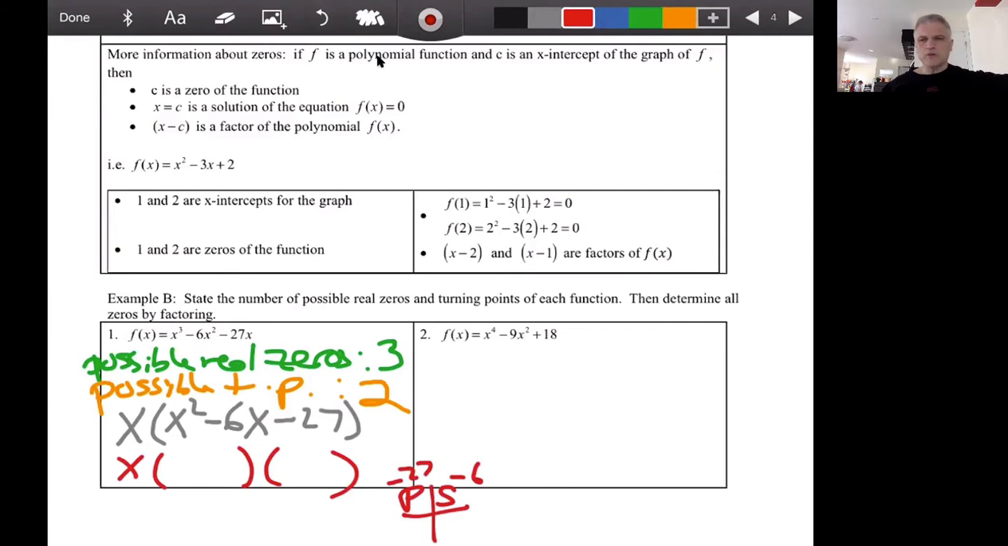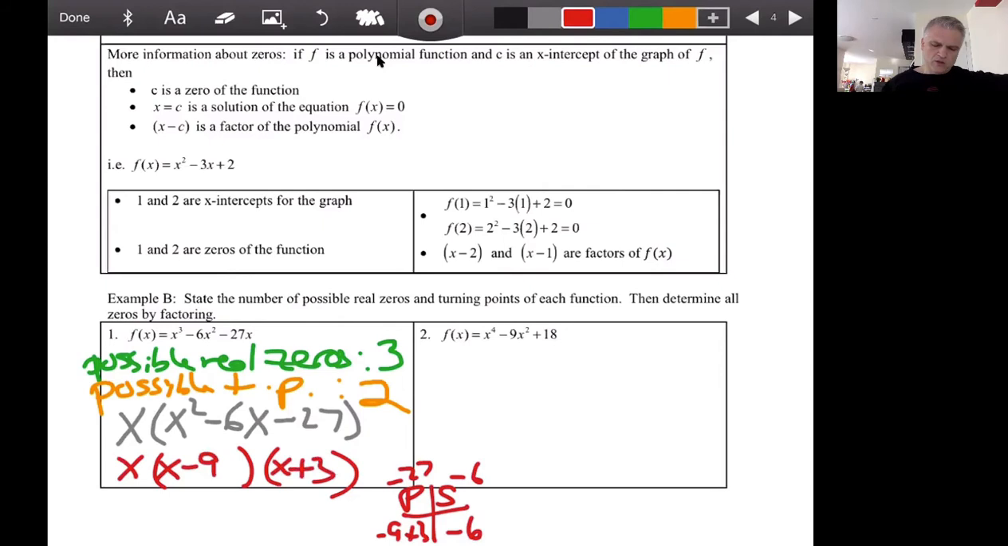So what two numbers multiply to give you negative 27 that add to negative 6? Well, I'm pretty sure it's going to be negative 9 and positive 3. They add together to give you negative 6, and the product is negative 27. So we got x minus 9, x plus 3.